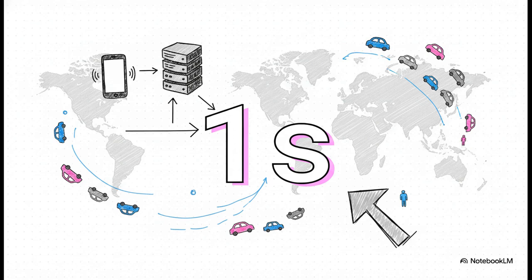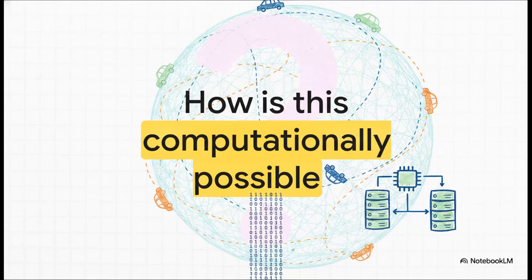Doing this for one person? Well, it's a fun math problem. Doing this for millions of people simultaneously, without the whole system entirely collapsing under its own weight, that is an absolute engineering marvel. So how is this actually computationally possible at a global scale? How on earth do you find the single best match out of millions of moving vehicles in real time?